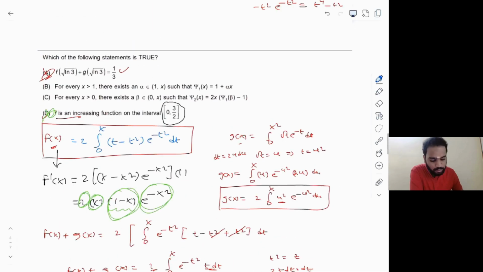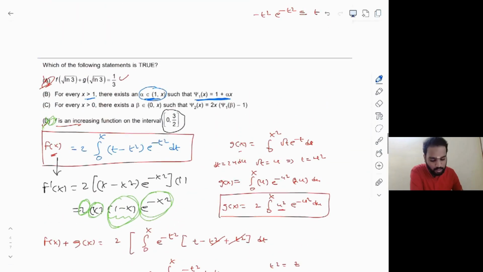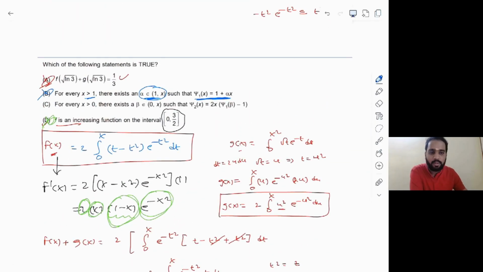But look at the second option here. They are saying that psi 1 of x can be expressed as 1 plus alpha x, and for every x greater than 1, alpha belongs to the open interval 1 to x, which means alpha is greater than 1. So for every x greater than 1, they are saying there is a value alpha greater than 1 which satisfies this. But we are able to conclude that alpha must belong to 0 to 1, which makes option B clearly false. So it's a pure application of LMVT.